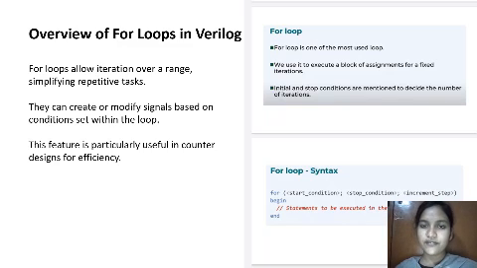If you see, the for loop is one of the most used loops. We use it to execute a block of assignments for a fixed number of iterations. Initial and stop conditions are mentioned to decide the number of iterations. If you see the syntax of the for loop, it has the start condition, stop condition, and increment with the step.